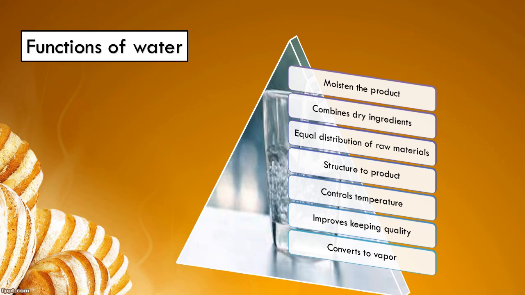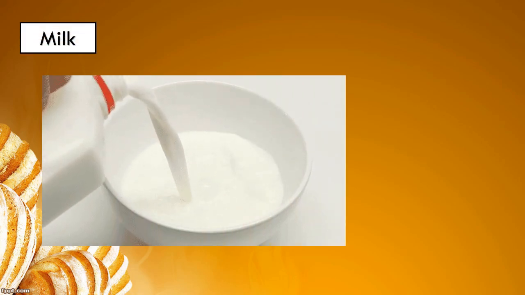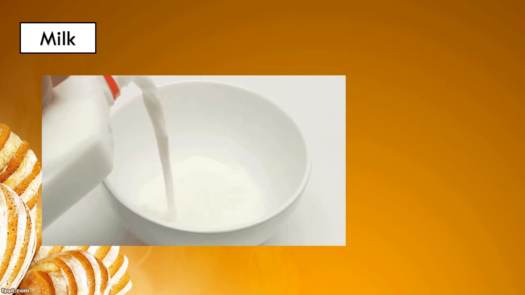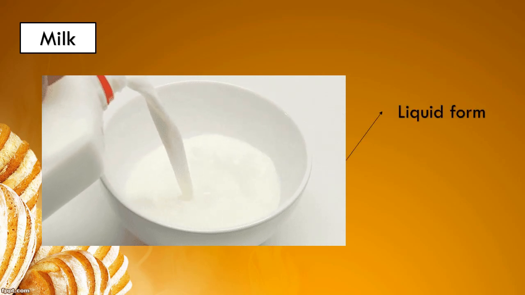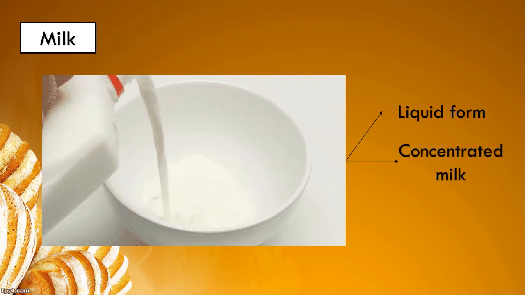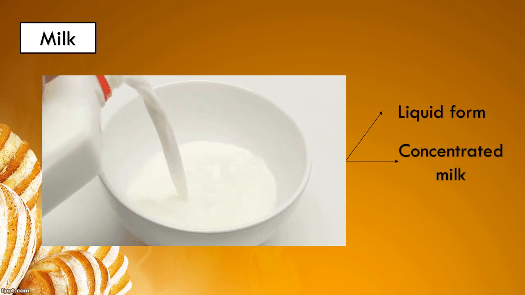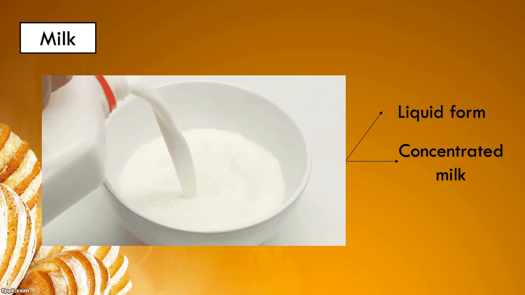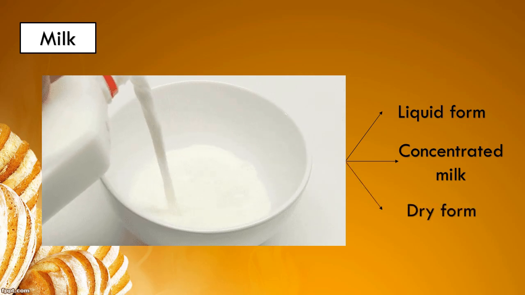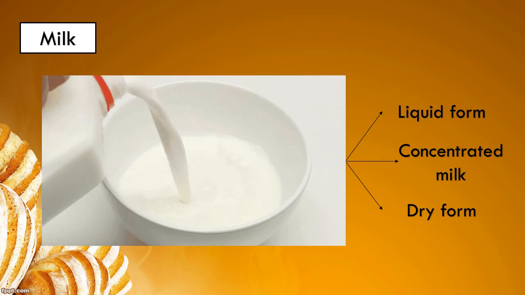While heating or baking, the water usually converts into vapor form, thereby providing some free spaces which make the product more soft. Next fluid is none other than milk. It is used in different forms in the bakery industry, such as liquid form, the normal milk we usually consume, then the concentrated one where the milk will be thick and condensed, and the dry form of milk, otherwise known as milk powder, extensively used in confectionery products.